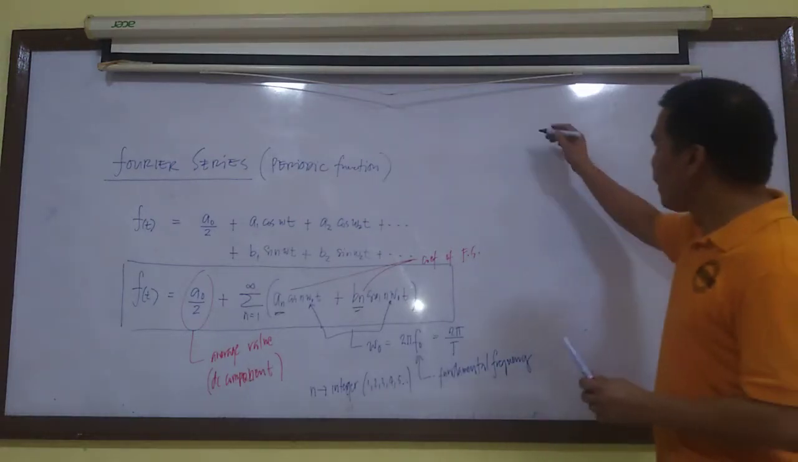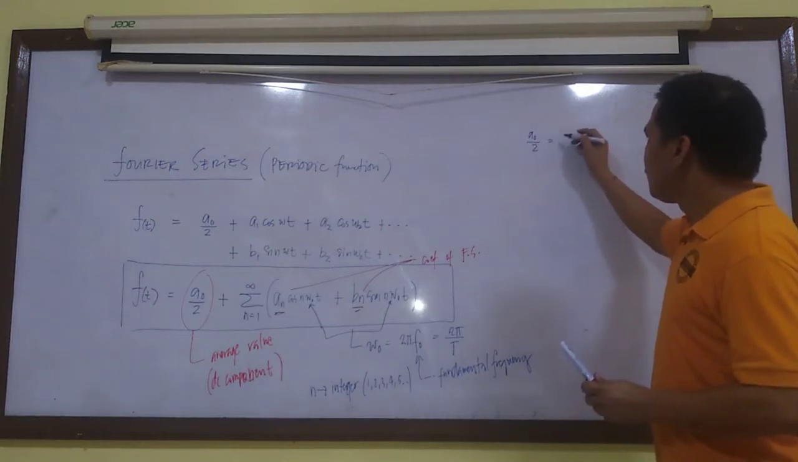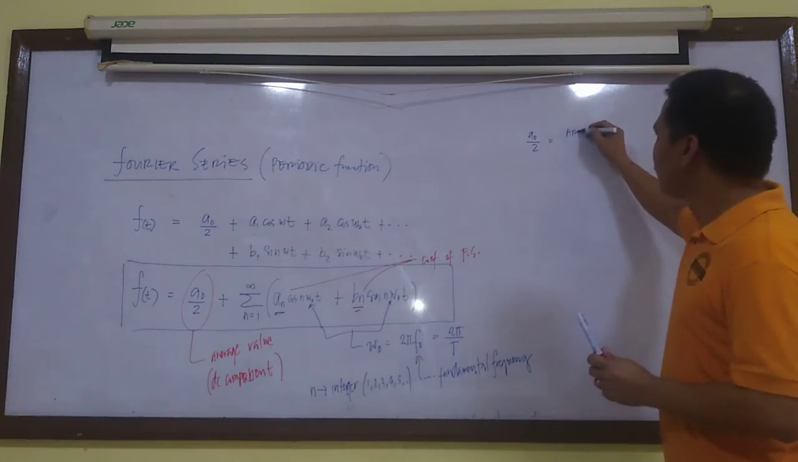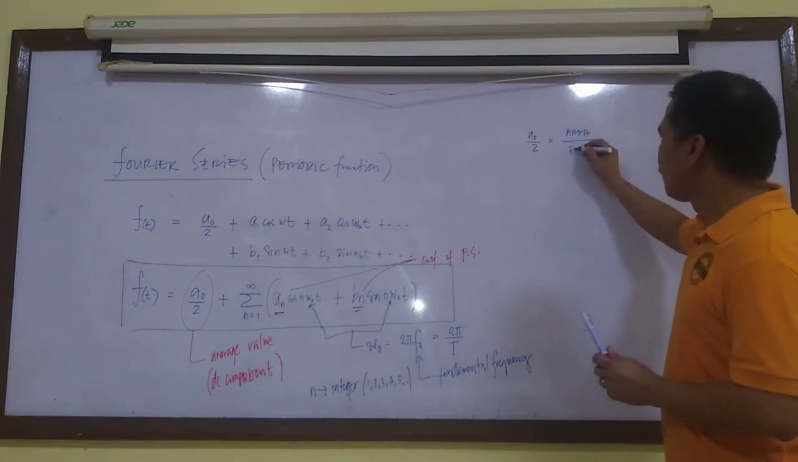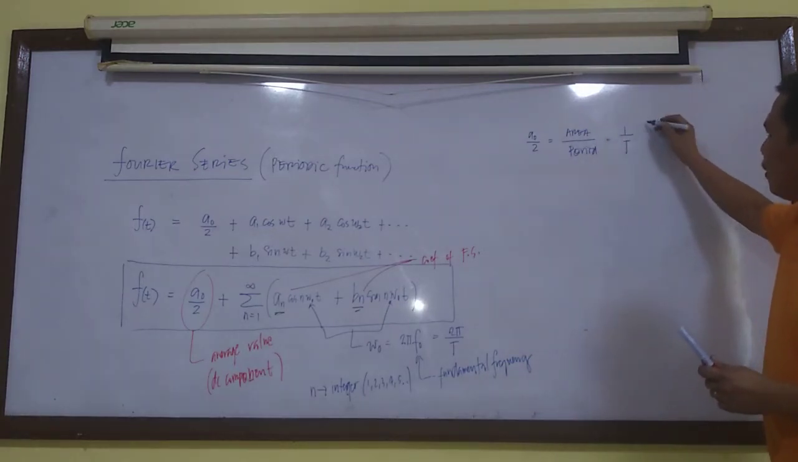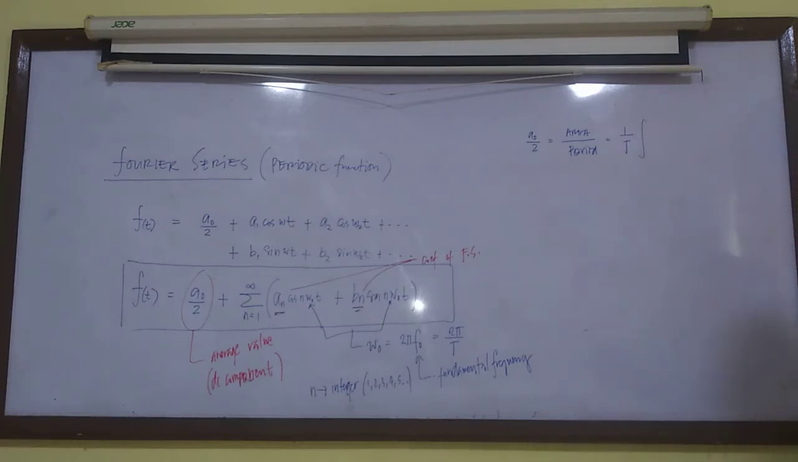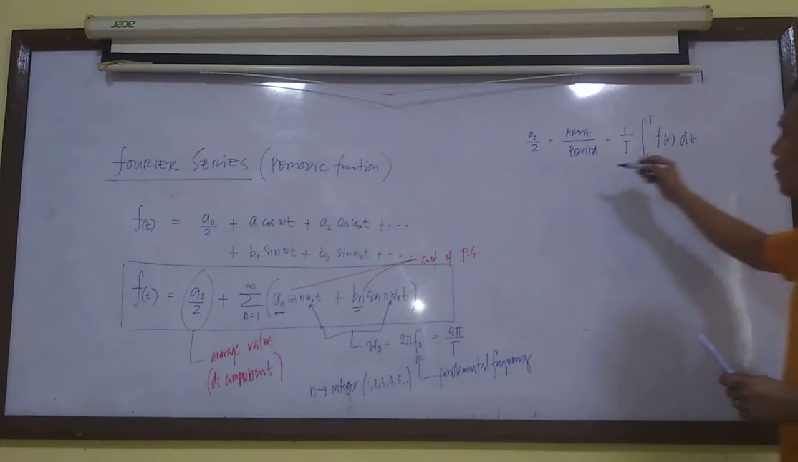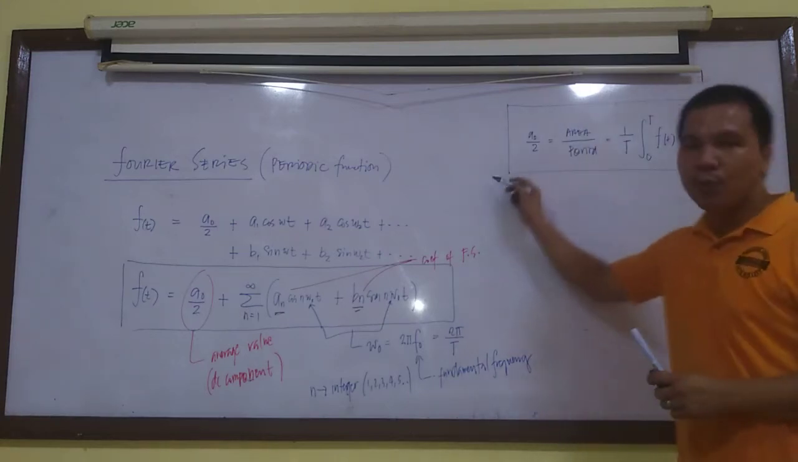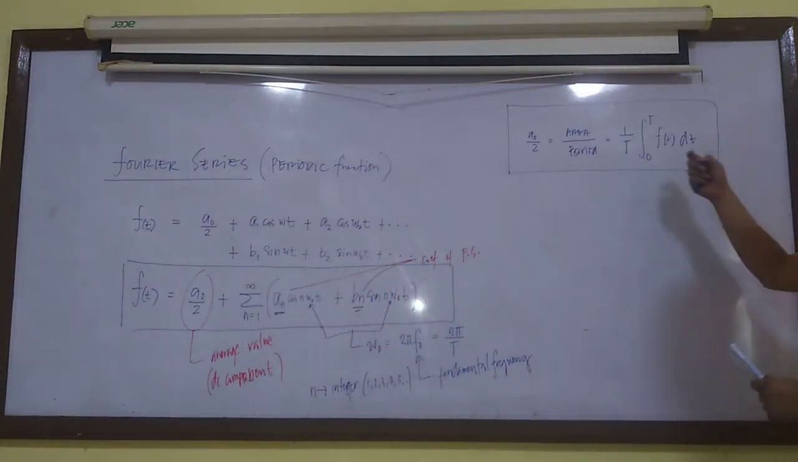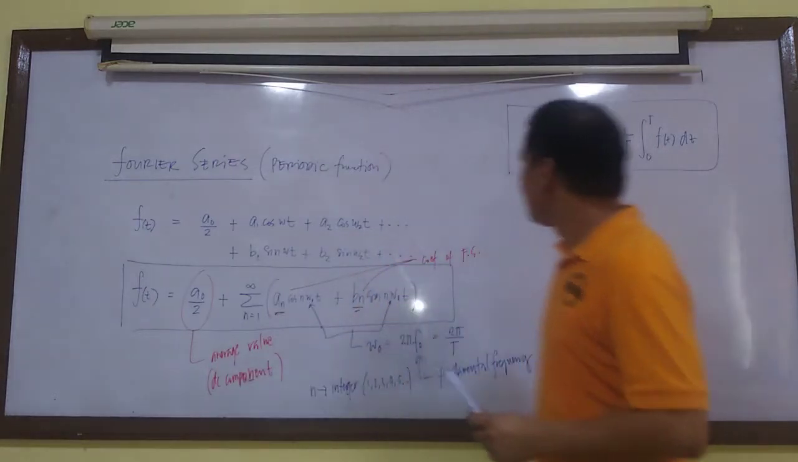Now, to solve for a sub 0 over 2, this is just the area under the graph divided by your period T. Or using integral calculus, we have 1 over T times the integral from 0 to T of f(t) dt. Take note of the limits. This is how you calculate your average value, and it is very important because it is part of your Fourier series.